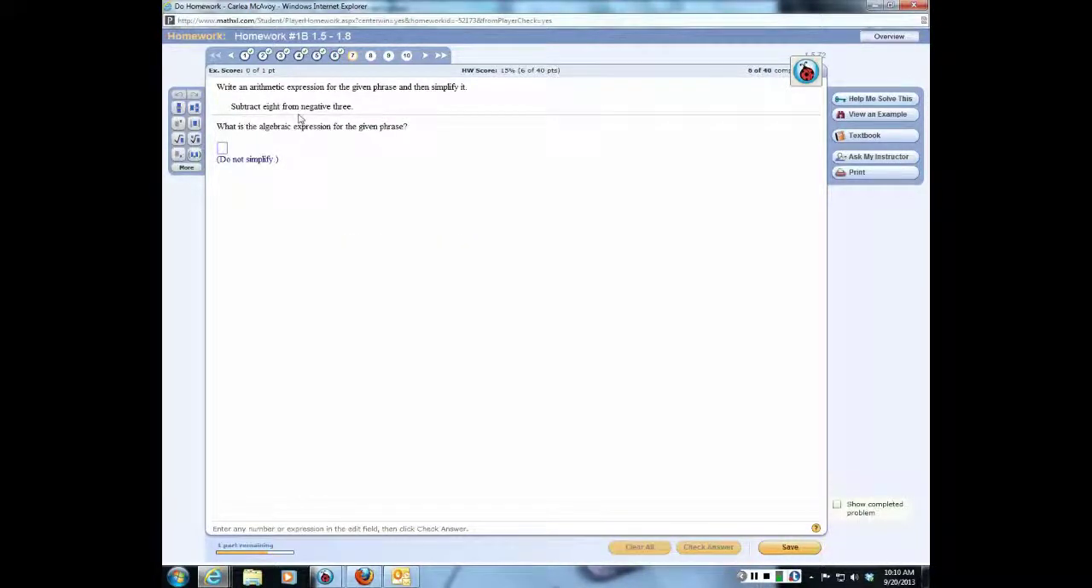Subtract 8 from negative 3. What does that look like? Subtract 8 from something. So what has to go first? What has to go first is the negative 3. And you're going to subtract, so that's obviously a subtraction symbol, and we're going to subtract 8. So just because they say the word 8 first doesn't mean that 8 comes first. So we're subtracting 8 from negative 3. That's the way it's going to look.